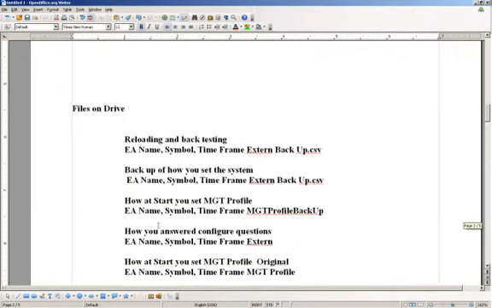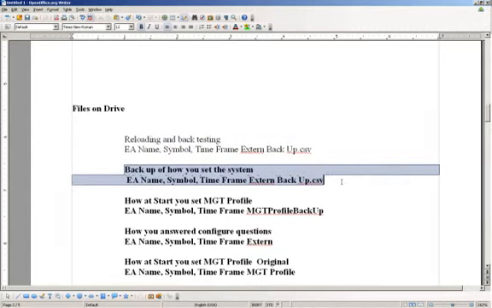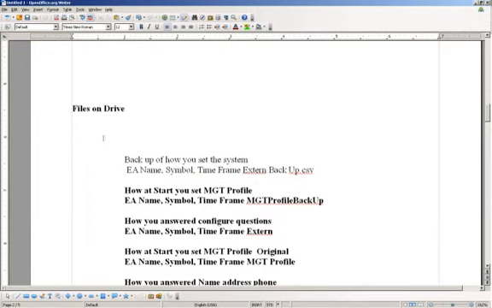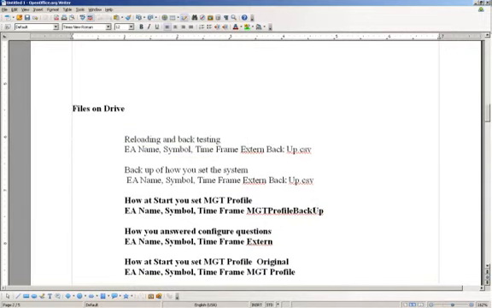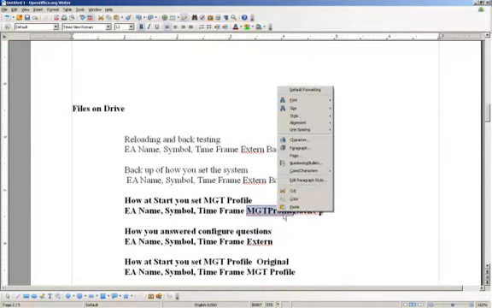Okay. Now, your files on the hard drive are for reload and backtesting. It'll give you your EA name, your symbol, your time frame, extern. That's the name of the file. This is a backup of how you set up your system. This one's a backup of how you did your system too. This is the same thing. So that's in there twice. That's redundant. Okay, we have a backup of your money management profile. One of those should have been money management profile. Let's change this. It's not a backup right there. Oops. Let's grab this and move it up.